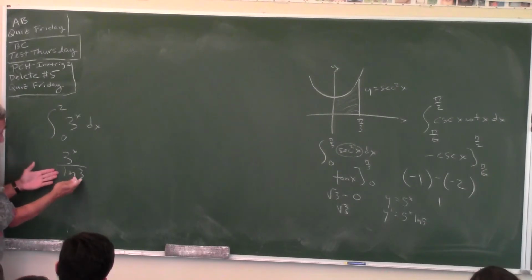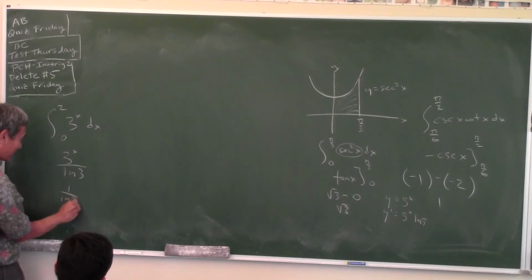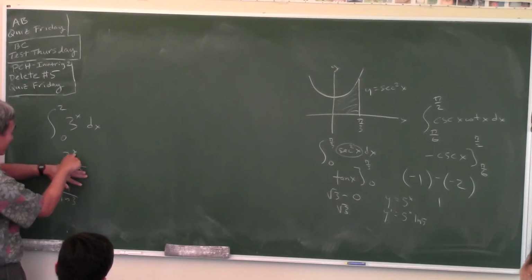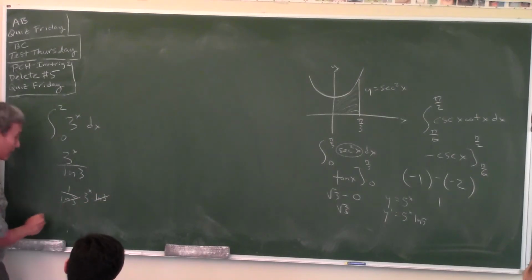Because if you take the derivative of this, this is a constant, so you throw it on the side like an unwanted pet. And the derivative of 3 to the x is 3 to the x times natural log 3. See how the natural log 3's cancel out?